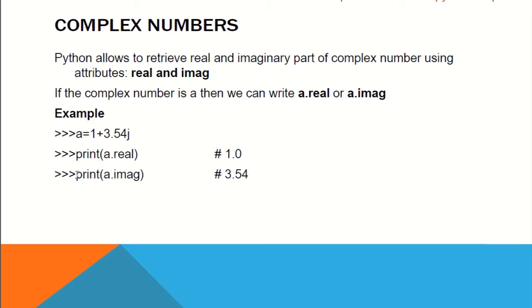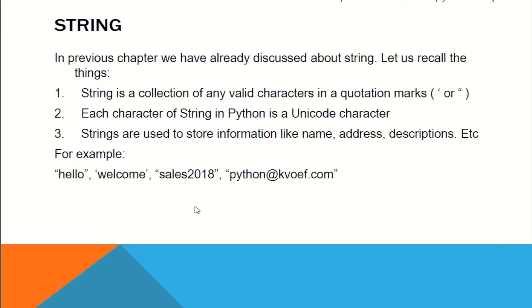Now if I have written a dot imag, only the imaginary part will be printed. So only 3.54j will be printed. Okay, we can retrieve the real and imaginary part from the example. Okay, next is string. In the previous chapter also we have already discussed string. Let us recall the things. A string is a collection of any valid characters in a quotation mark.